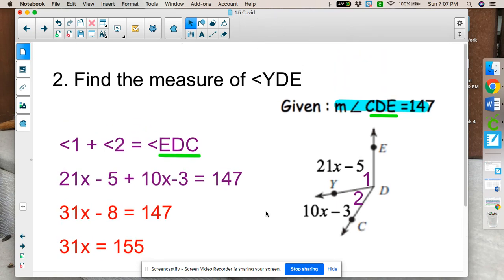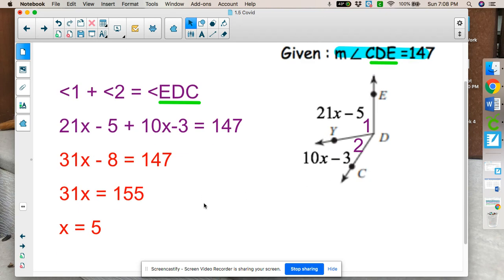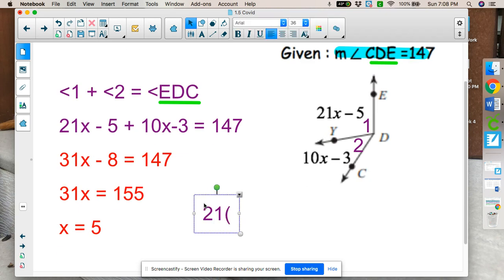And if I scroll back up to what it was asking, it said find the measure of angle YDE, which in our case, YDE is this guy here, angle 1. So I'm going to plug in 21, x is 5, so I'm replacing x with 5, minus 5.